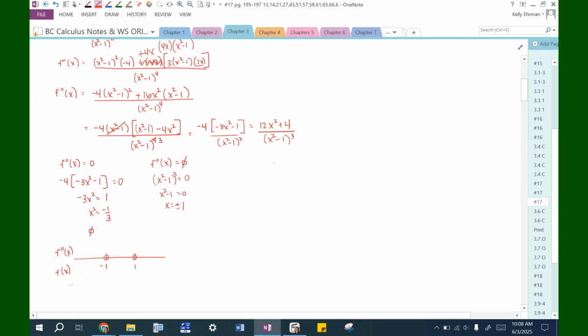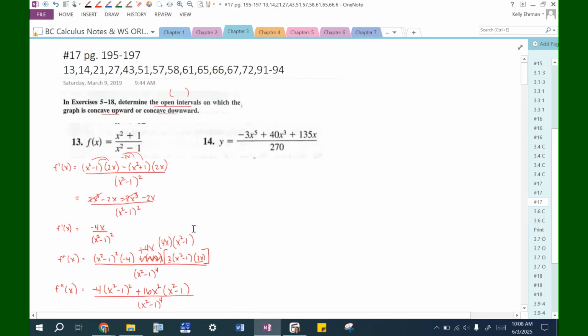All right, so when we put in negative 2, for example, I get 12 times 4 plus 4 over 4 minus 1 cubed. That's a positive over a positive. And if I plug in 0, I get 4 over negative 1 cubed, negative. And then if I put in 2, I'm going to get the same thing as if I put in negative 2, so that's positive. So there are inflection points because the sign of f double prime changed on either side of negative 1 and positive 1.